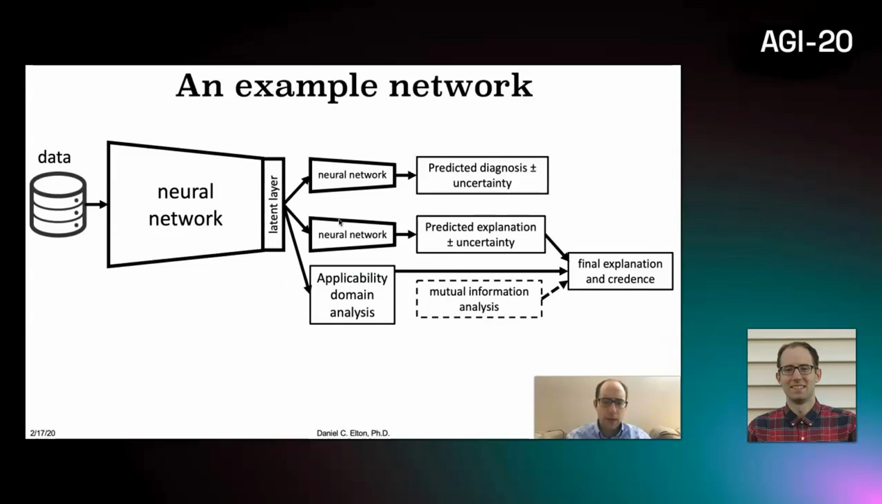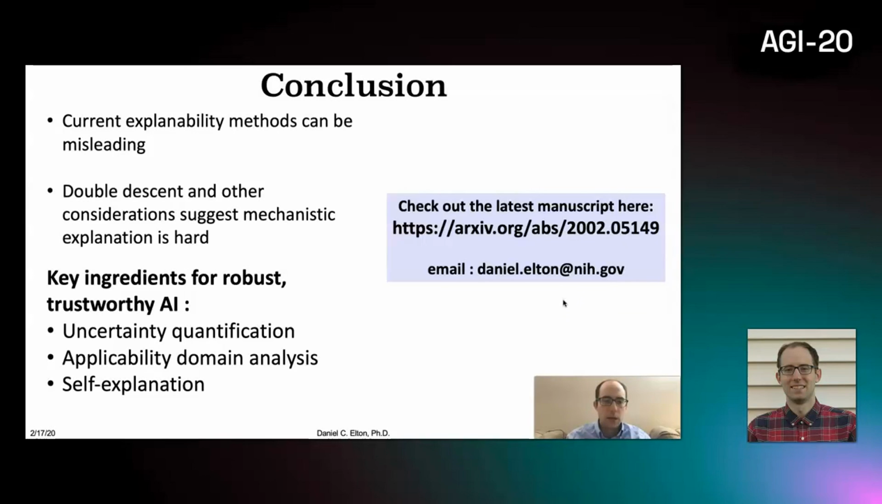So here's an example of a network where I put together these different components. We have the diagnosis and uncertainty interval, the explanation and uncertainty, and then we have the applicability domain analysis and the mutual information analysis. Together these are all used to provide the final explanation and confidence levels. So in conclusion, current explainability methods can be misleading in many ways, and double descent and other considerations suggest that mechanistic explanation is very difficult. So we need these key ingredients for robust, trustworthy AI. We need uncertainty quantification, applicability domain analysis, and self-explanation.